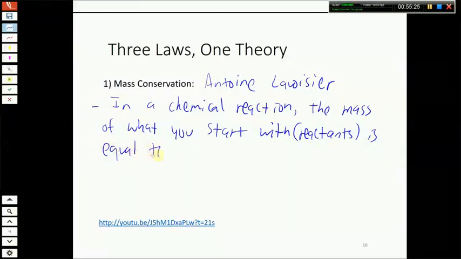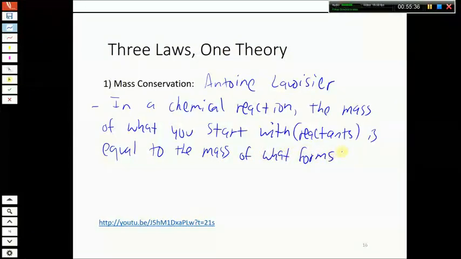So in other words, you're not creating or destroying any mass in a chemical reaction. So the mass of what forms equals the mass of whatever you put into the reaction. And we call whatever forms the products of the reaction. And another way of stating the mass conservation is that matter is neither created nor destroyed.